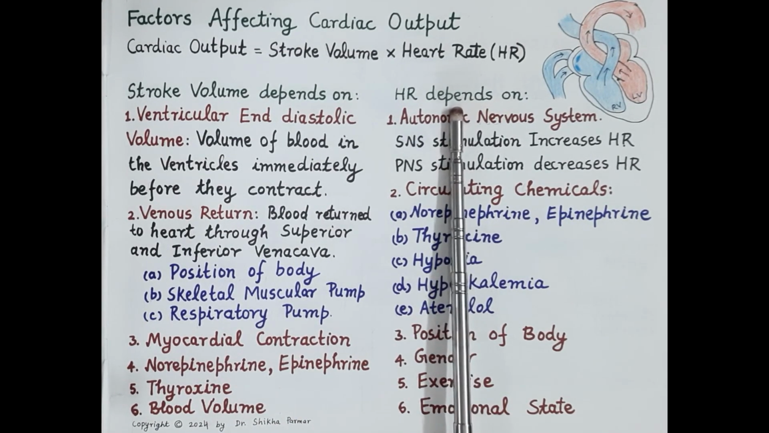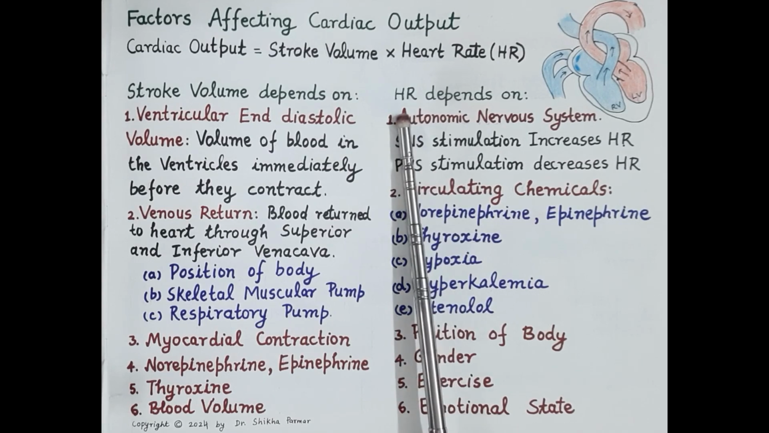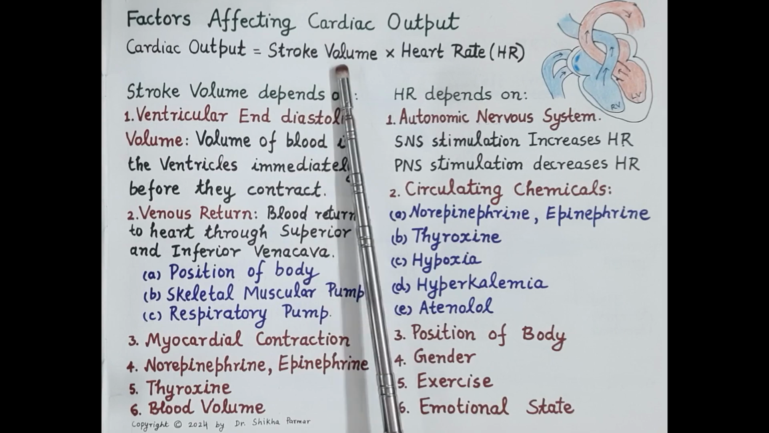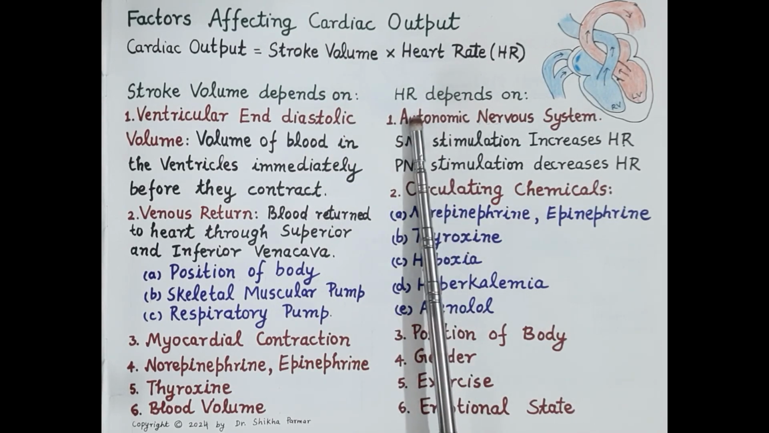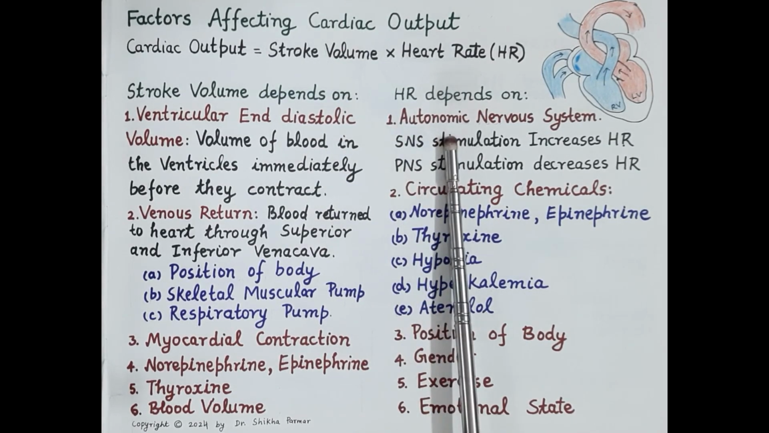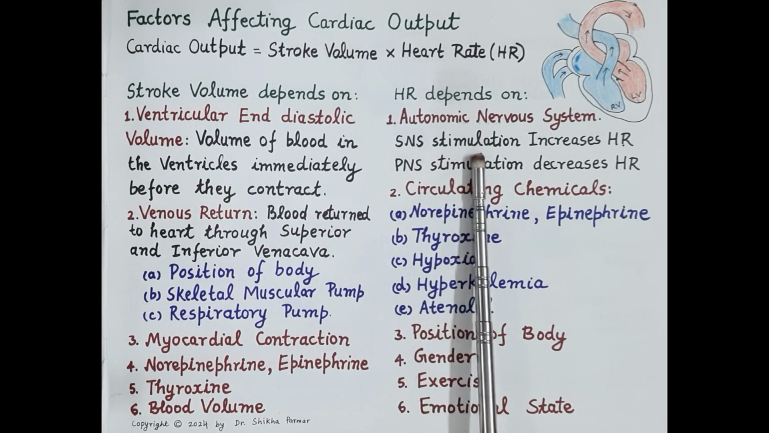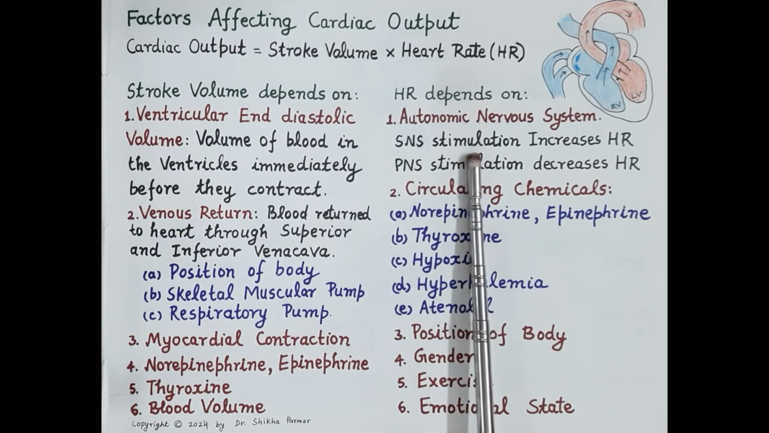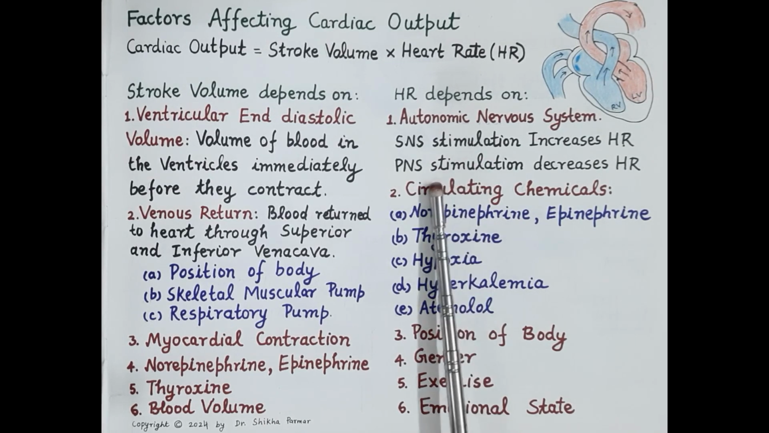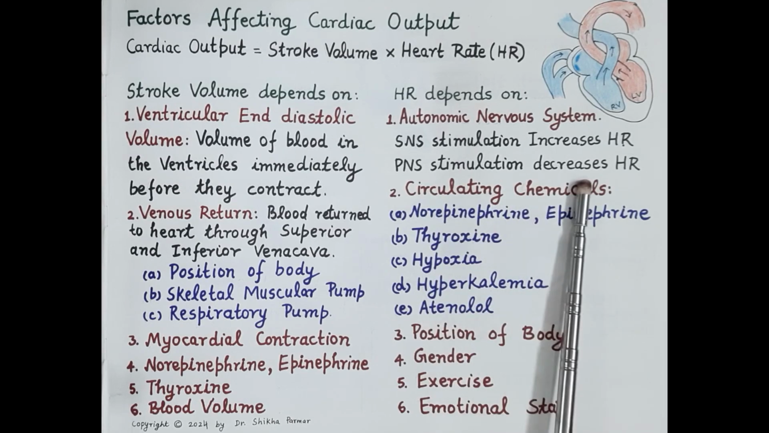Now let's study the factors that determine the heart rate. Now higher is the heart rate, higher will be the cardiac output. Lower is the heart rate, lower will be the cardiac output, because cardiac output is equal to stroke volume into the heart rate. Now heart rate depends upon the autonomic nervous system. Now emotional states like anger, fear, anxiety stimulate the sympathetic nervous system and this increases the heart rate. On the other hand, stimulation of the parasympathetic nervous system decreases the heart rate.